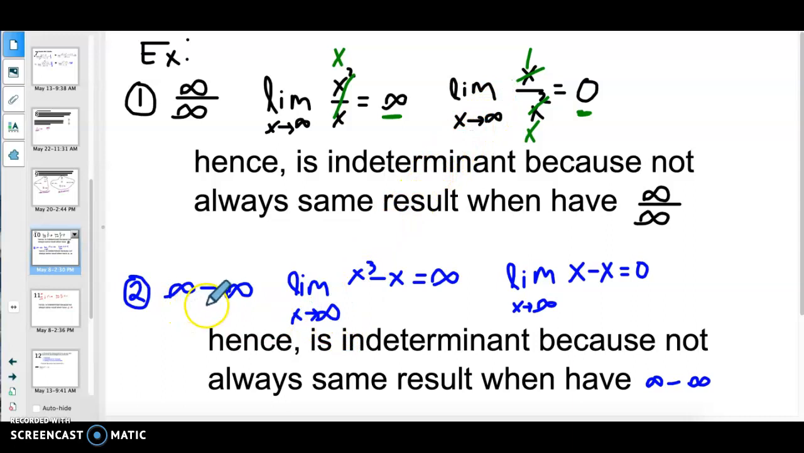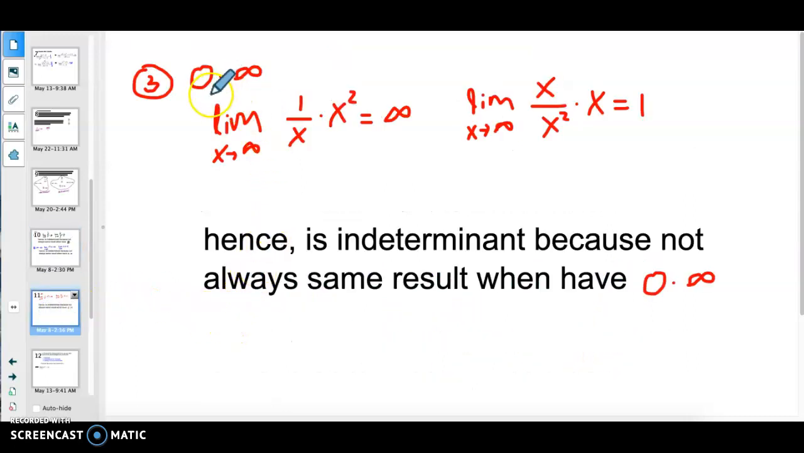Same thing with infinity minus infinity. Here I have x cubed minus x. If I were to plug in infinity, we would get infinity minus infinity, but it's like a bigger infinity minus an infinity, so it's still going to infinity. Here, if we had infinity minus infinity, those ones are more like the same, so that's going to 0. These were not the same result, so this is also indeterminate.